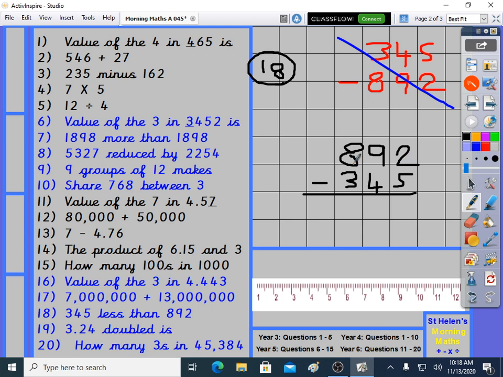2 take away 5, can't do. That's an 8. I don't need to explain that bit, do I? 547 we get for our answer. And we go on to question 19.